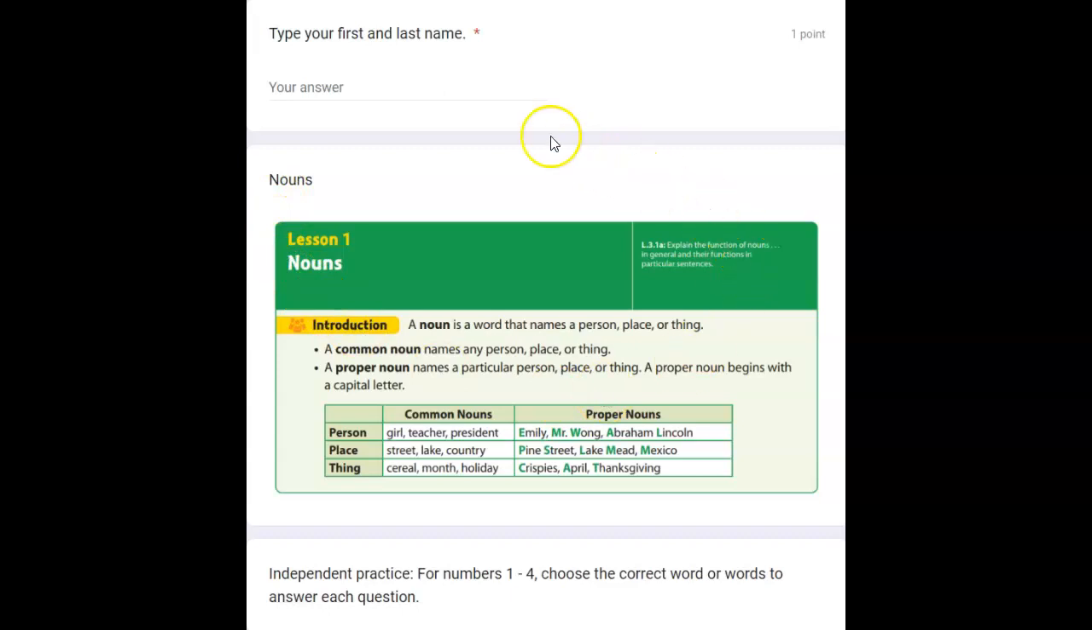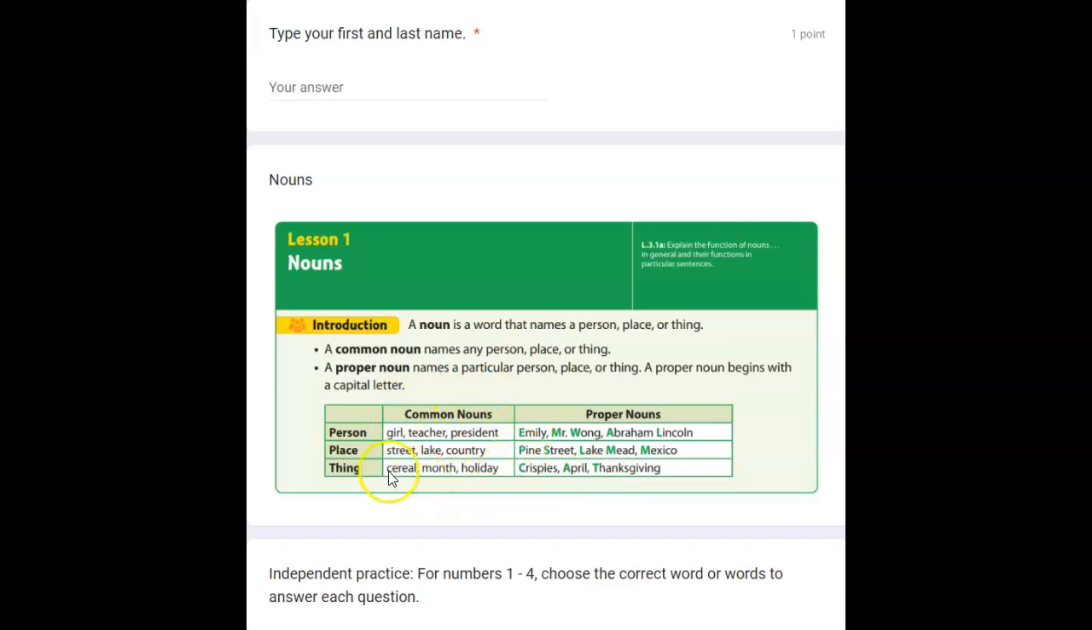So in case you forgot, this is a quick explanation of what nouns are. For lesson 1 that we were practicing, a noun is a word that names a person, place, or thing. We were practicing common nouns, which name any person, place, or thing, and then proper nouns that name a particular person, place, or thing. A proper noun begins with a capital letter. So here in this box is an example of common nouns and proper nouns.